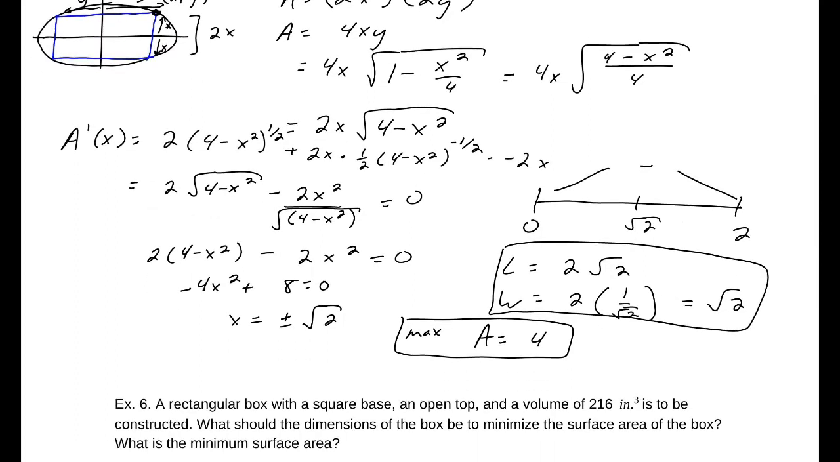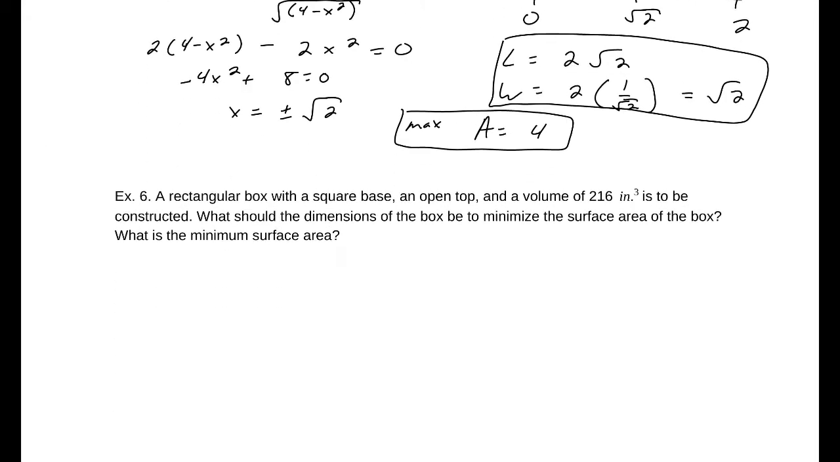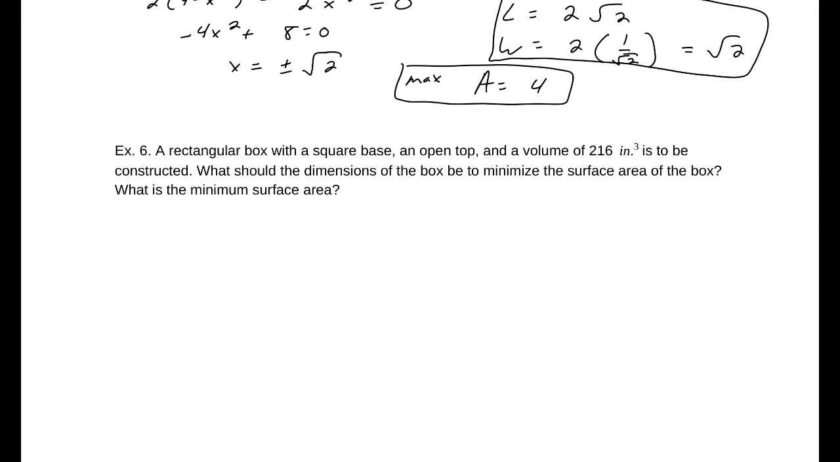All right, our last question. A rectangular box with a square base, an open top, and a volume of 216 inches cubed is to be constructed. What should the dimensions of the box be to minimize the surface area of the box? What is the minimum surface area? We'll go ahead and draw this out.